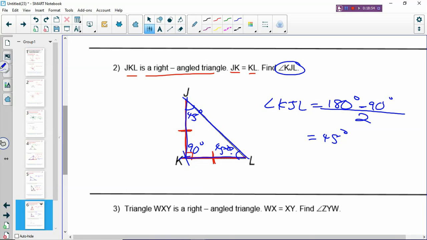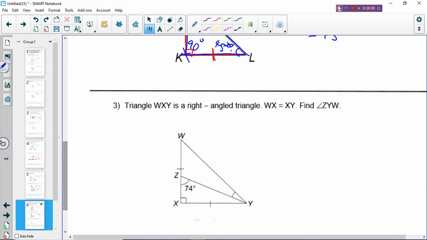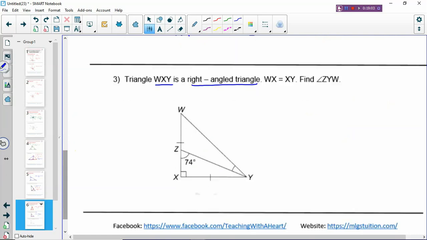Okay, one more example. Triangle WXY is a right angle triangle. Once you see the word right angle, this is your 90 degrees. And WX is equal to XY. So you have two sides that are equal, indicated by the markings here. You may want to highlight. Your WX is over here, this side, and your XY is this side, and they are the same.